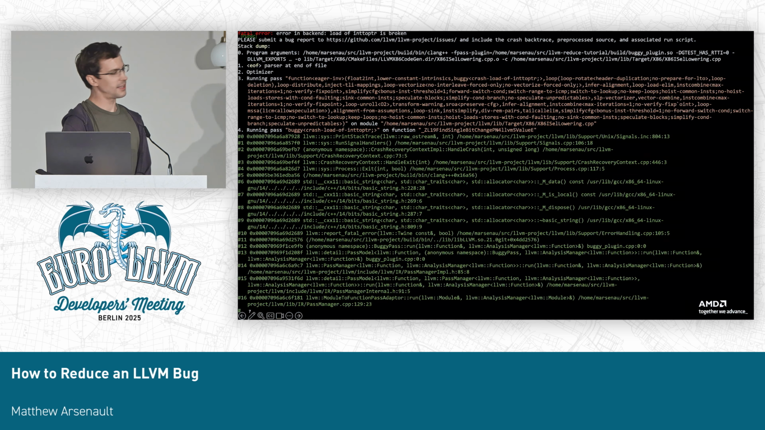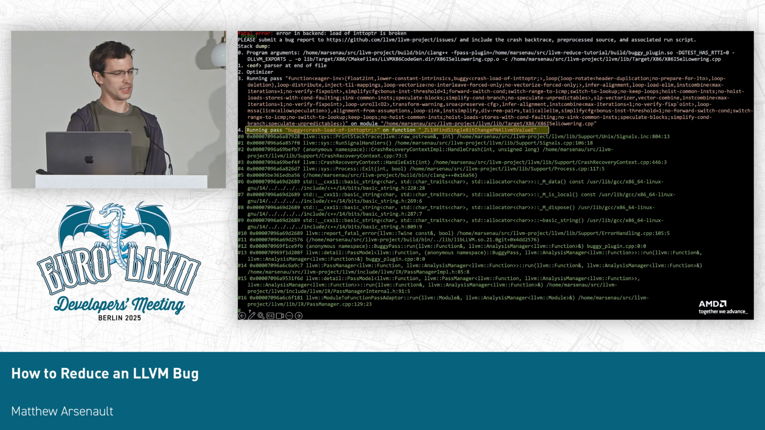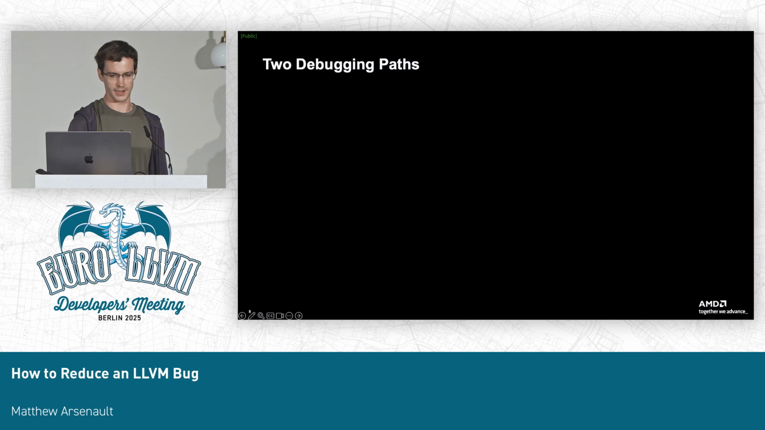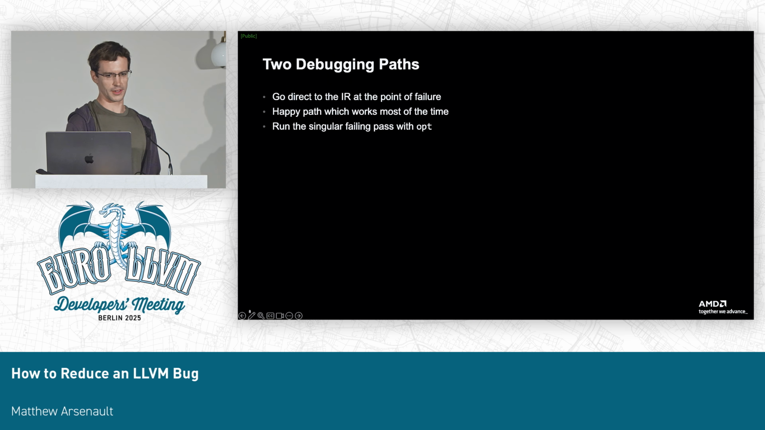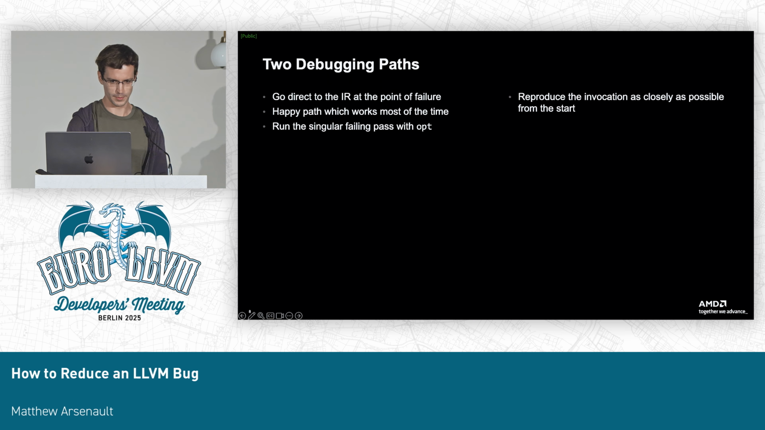So in the easy case, the backtrace will just tell you exactly the pass that ran. See, it told us the buggy pass with this option failed on the function. Okay, so in this example, that's enough. So we can go straight to the IR at the point of failure. And this is the happy path, which usually works. And then you run the singular pass with opt.